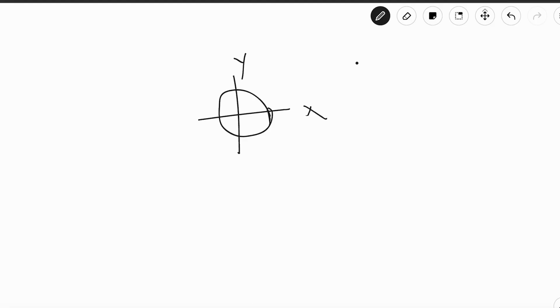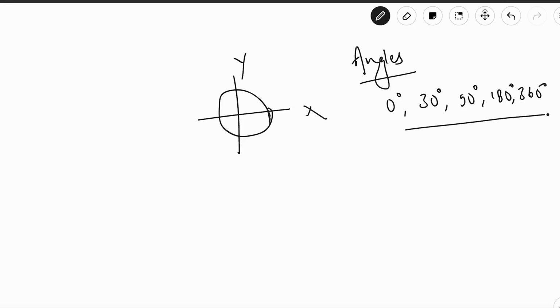Now when I say angles, angle values like 0 degree, 30 degree, 90 degree, 180 degree, or maybe 360 degree. As humans we understand, for example, 0 degree is, if we start from this point, parallel to x-axis. 30 degree will be something like this. 90 degree is perpendicular. 180 degree means this. 360 means one complete rotation. So if we start from this point, from 360 we reach back to that point.